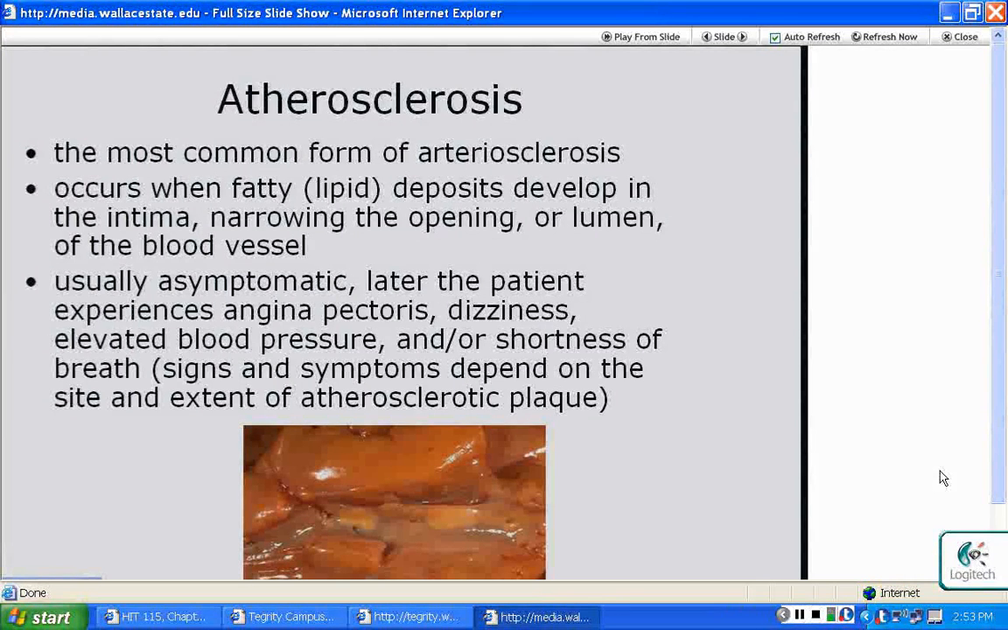Atherosclerosis is usually asymptomatic until it is advanced, and then the symptoms depend on where the atherosclerosis has formed. If we're talking about the coronary artery, they'll have angina. If we're talking about maybe the carotid artery that carries the oxygen-rich blood to the brain, they may have dizziness. Atherosclerosis can occur in any artery in the body, and the signs and symptoms depend on where it has formed.